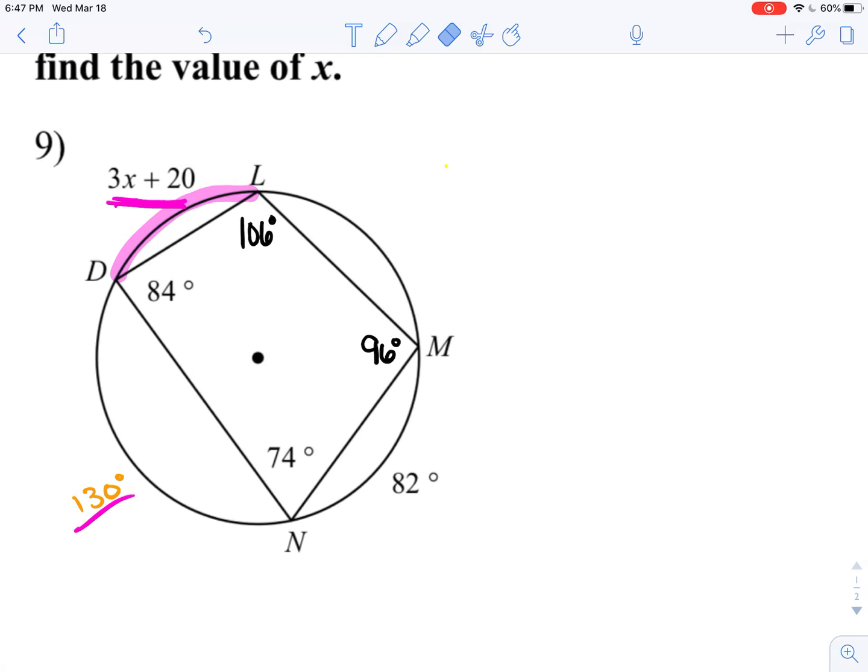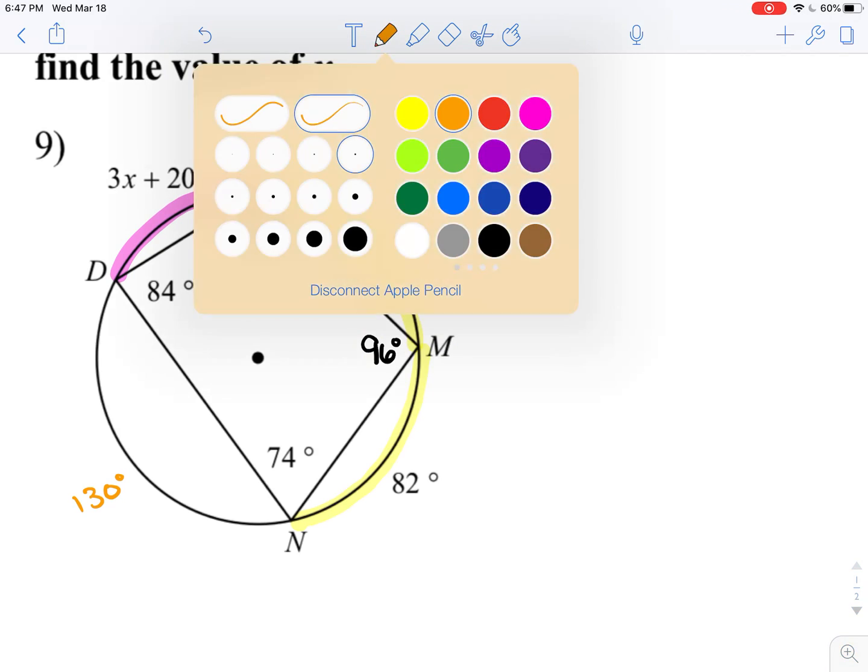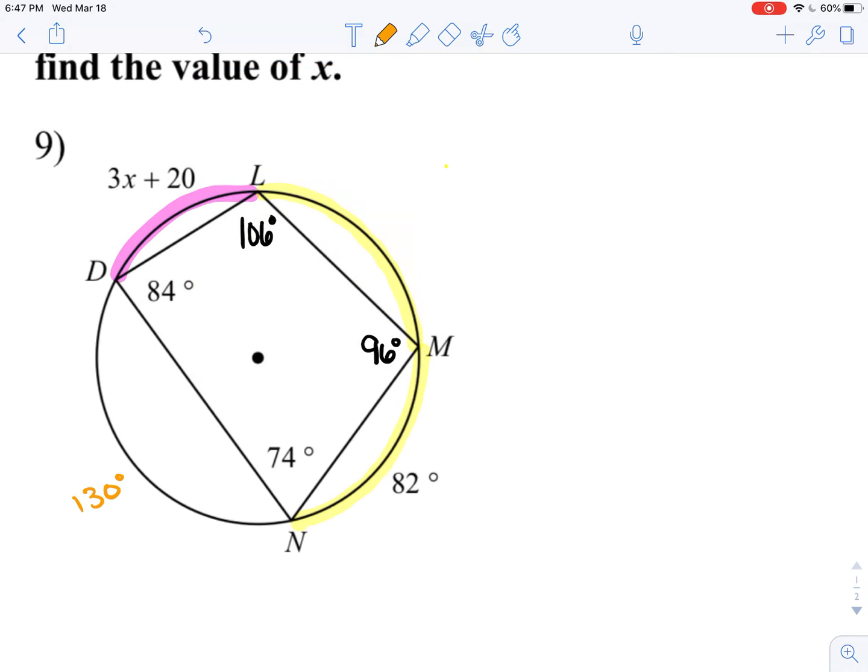And again, always feel free to pause the video or rewind or do whatever you need to do. So we started off with 82, right? And we went left to DN, but let's go the other direction here. And now, what angle is intercepting arc LMN? It's the only letter not being used. So D is intercepting that arc. So LDN is intercepting the yellow arc here. So this whole yellow arc must be twice the measure of 84, so it must be 168 degrees.